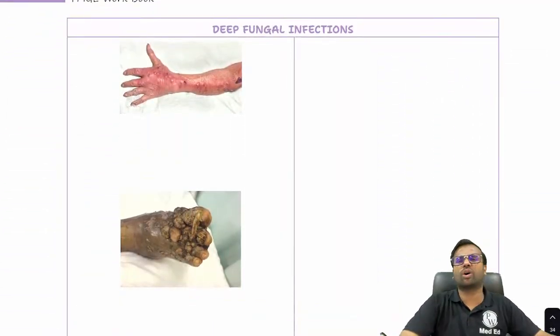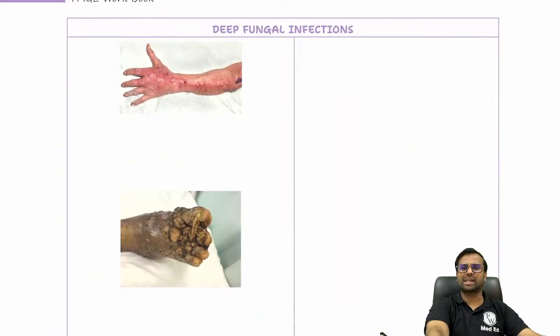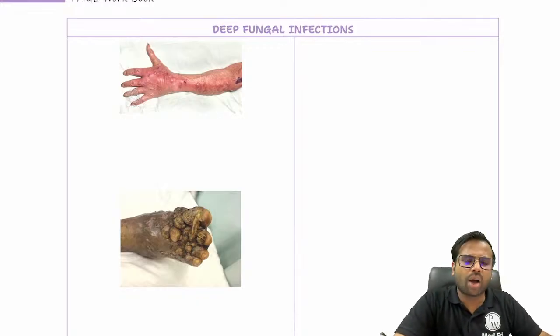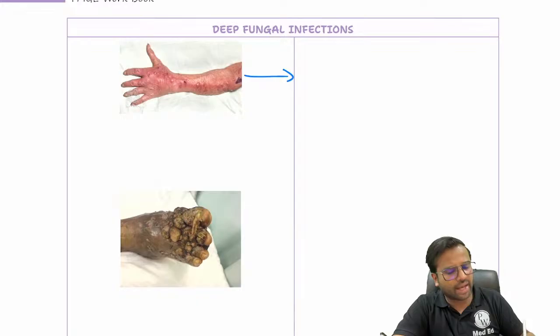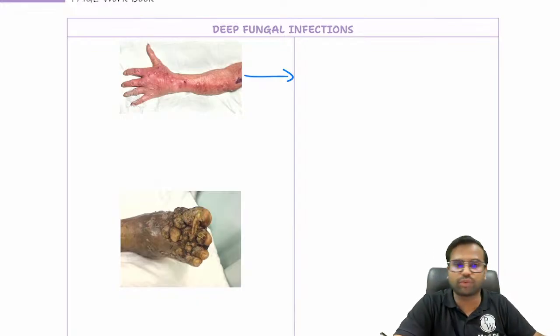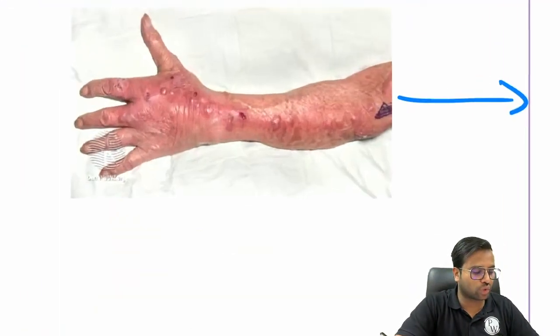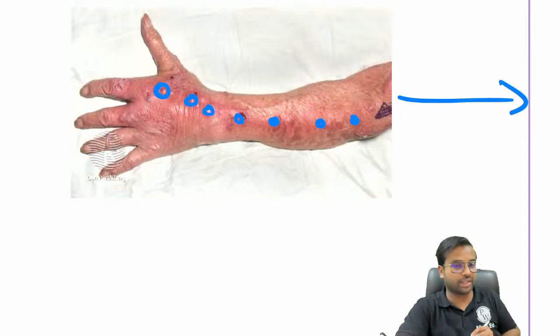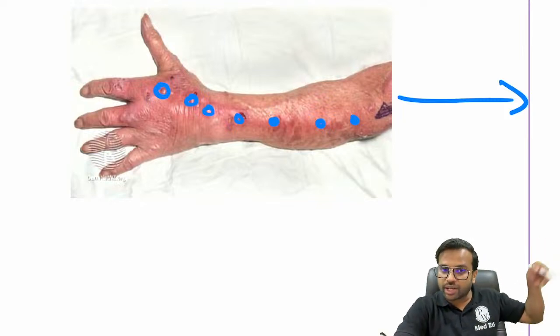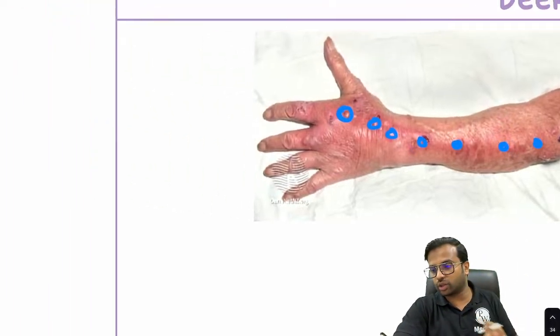Now, few words or a quick revision of some deep fungal infections. Now what is happening in deep fungal infections? The first image. Can anybody tell me what is this first image? If I just zoom this image, what I can see is there are some nodular lesions like this, and these nodular lesions, they are arranged linearly. That is a clue for you.